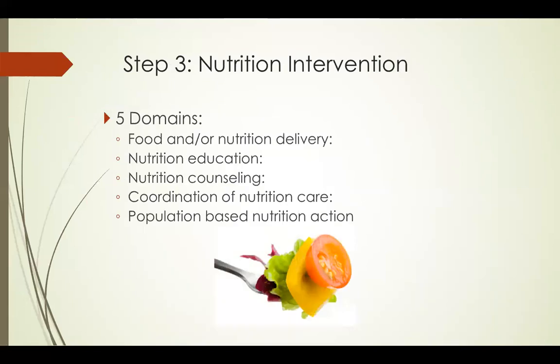There are 5 domains in nutrition intervention, and these are different categories for how we could intervene. So things that we need to consider when deciding what our intervention is going to look like is, what is the problem severity? What is the likelihood that our intervention will impact the problem? What's the patient or client's perception of the problem? Are there any safety issues? And can we think of smart interventions?